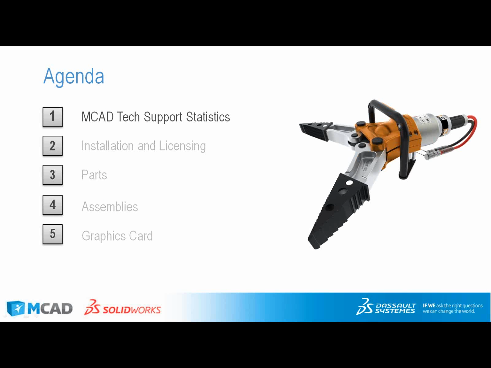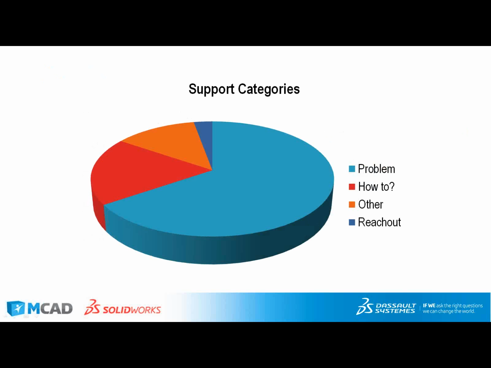So let's talk first about some support statistics. Here's a graphic that shows the categories and the relative number of support cases that we cover. As you see, the majority is related to problem areas, and these include things like installation issues, software bugs affecting the use of the software, activation counts maybe exceeding limits, simulation error messages, things like that.